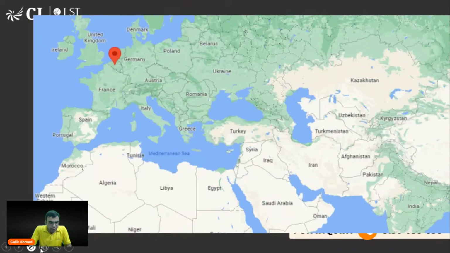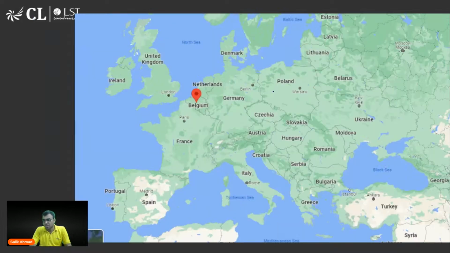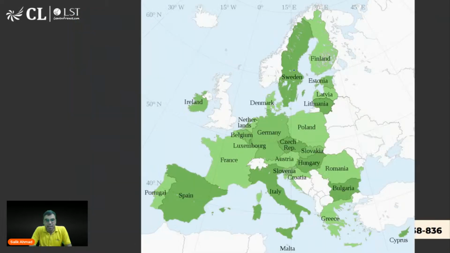So let me show it on the map. There is India. This is, you can see, Europe. So here you will find Belgium, Brussels. Yes, Brussels in Belgium, here.